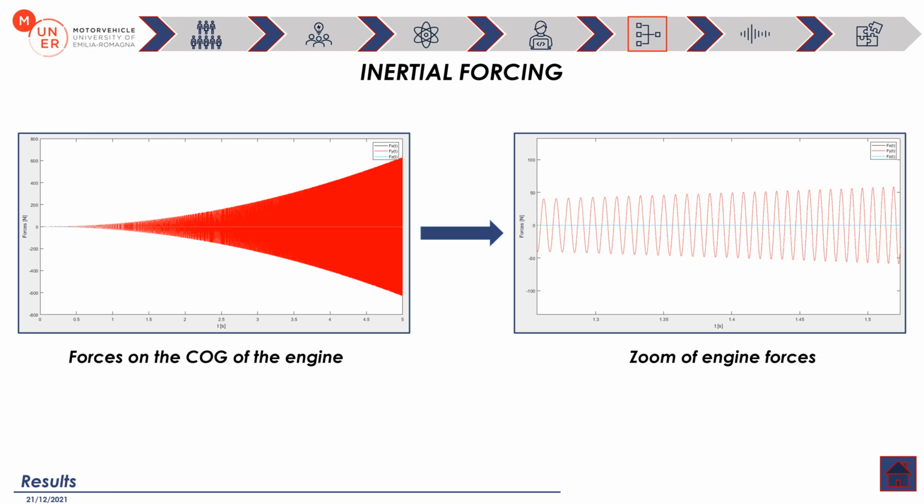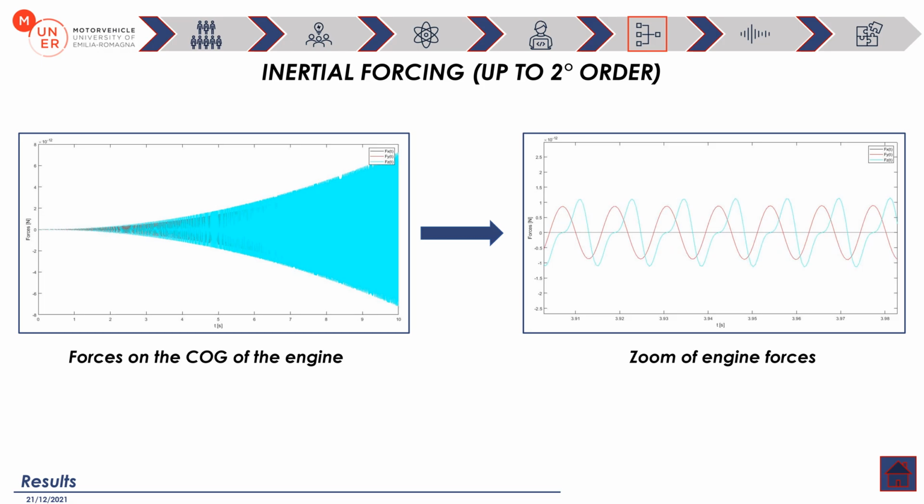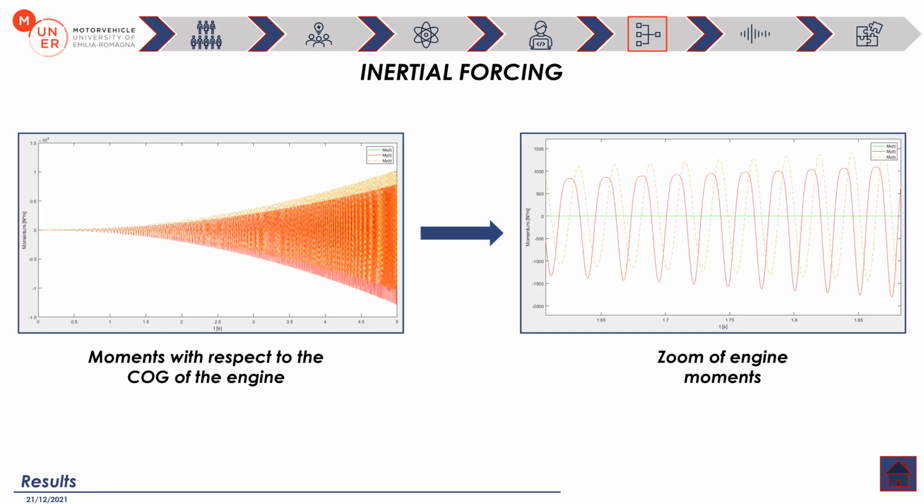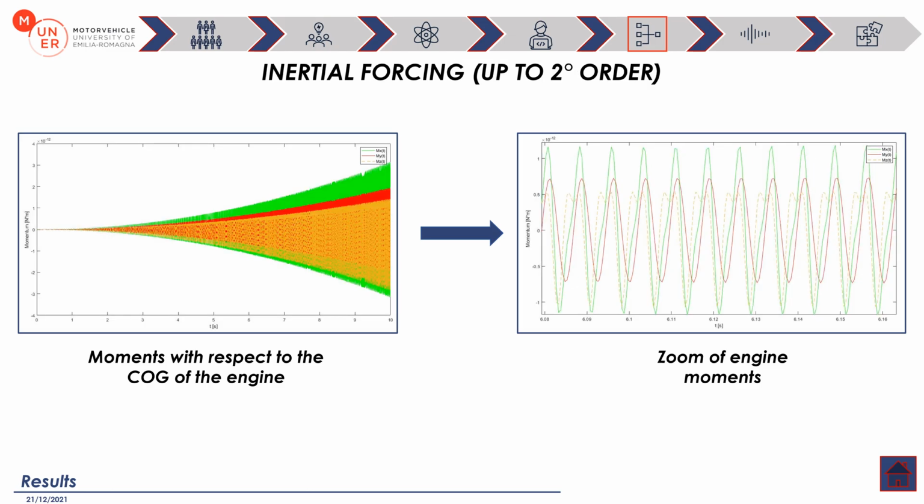After double-checking the code multiple times, simulations have been carried out to see what the results were. In particular, concerning the inertial forcing, we decided to plot forces and moments for two scenarios, by considering all the harmonics of the expansion and by considering only the ones up to the second order, a simplification that comes from the crankshaft being cross-plane. From these results, it is possible to see how the cross-plane engine is well balanced, as the intensity of forces and moments is very low.